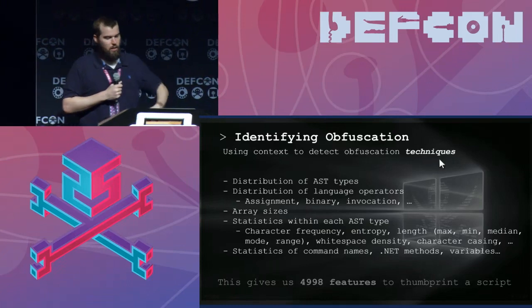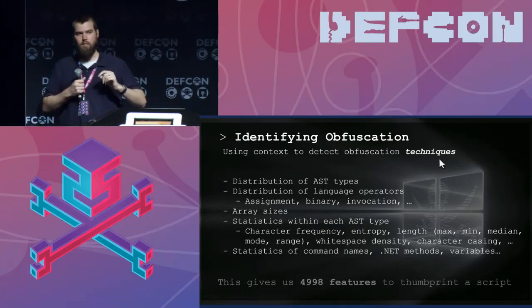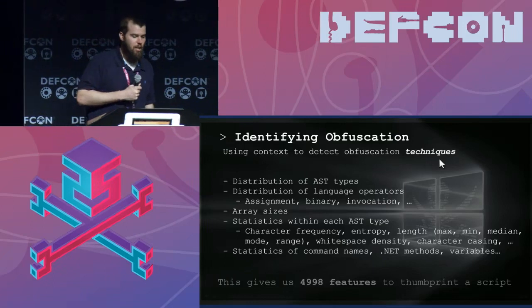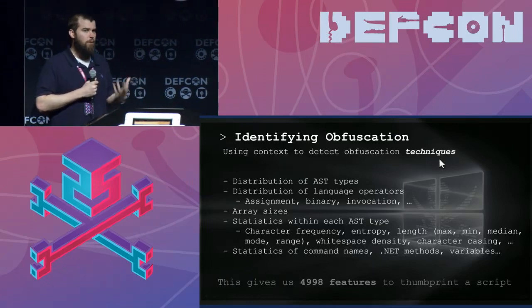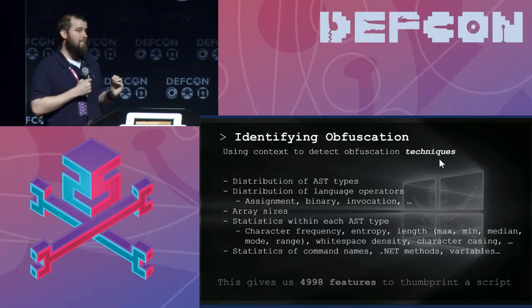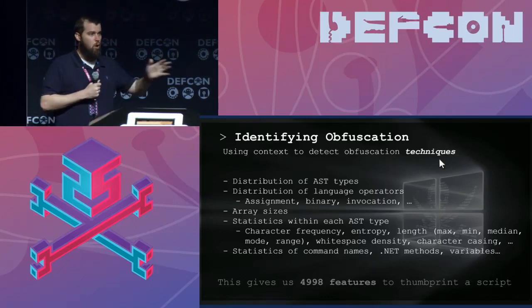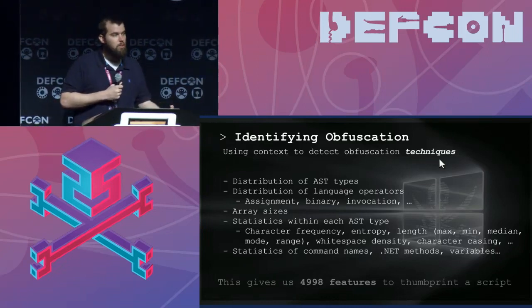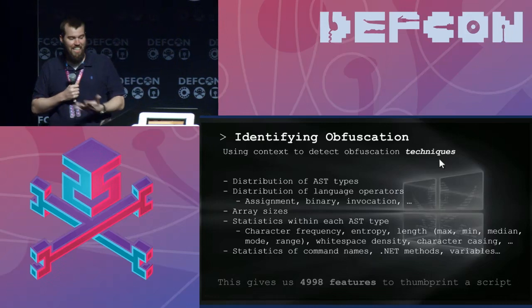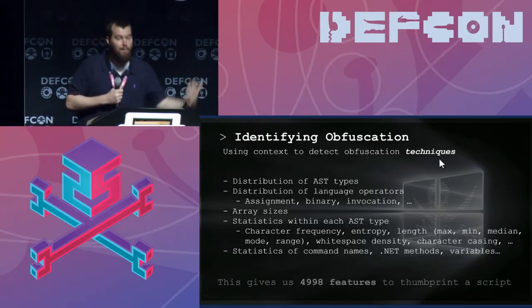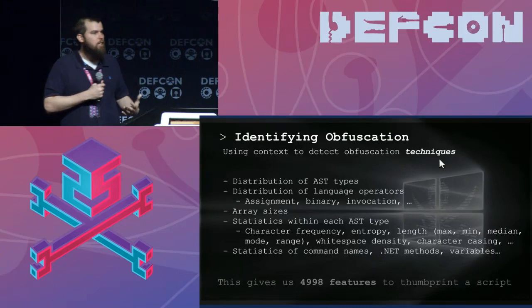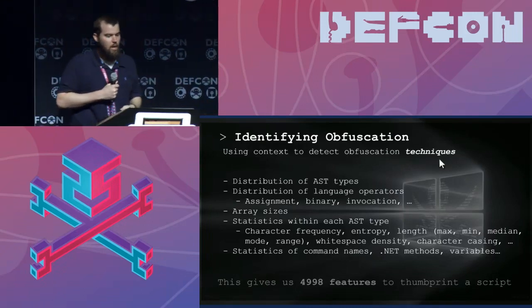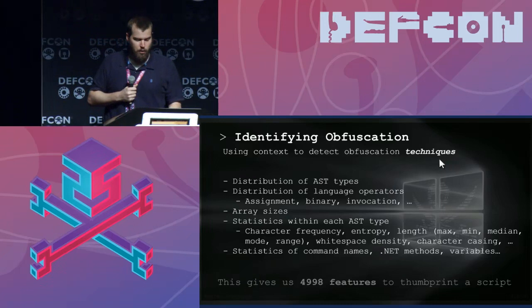Also, we can look at language operators: assignment operators, binary, unary, and invocation operators. And for every single component that we did that grouping on, we added an additional layer of feature extraction. For all of these types, we do character frequency analysis just on these types. So, for example, all cmdlets in one group, all strings, all methods, all members, and we look at character frequency, entropy, white space density, the length, the maximum, minimum, median, mode, range, and average length on top of that, and also the percentage of character casing. You look for randomization in character casing.